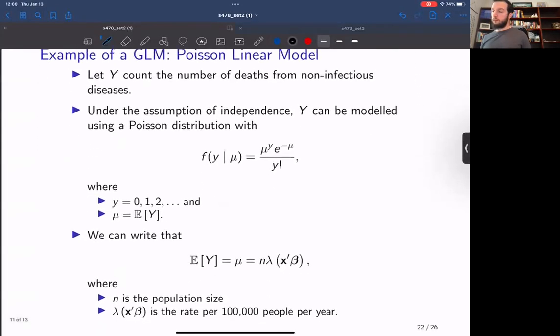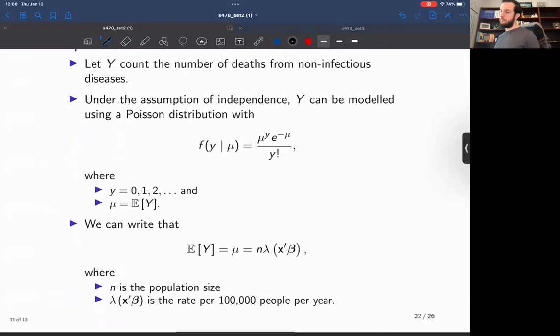Okay, so we'll look at one more illustration using the Poisson distribution. So in this illustration, we're going to say let y count the number of deaths from a non-infectious disease. So basically, just the number of deaths occurring naturally in some population. We know that the density for a Poisson distribution can be written as f of y given a rate parameter. In this case, I've called the rate mu. You can also call the rate lambda. Actually, I think I should have called it lambda here.